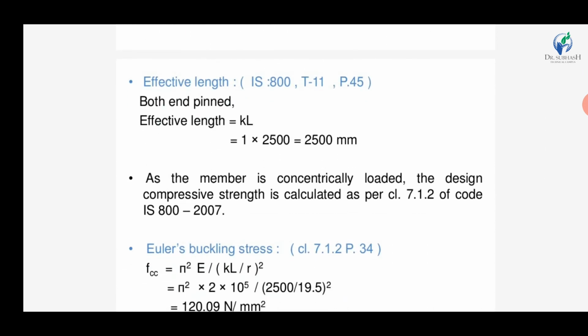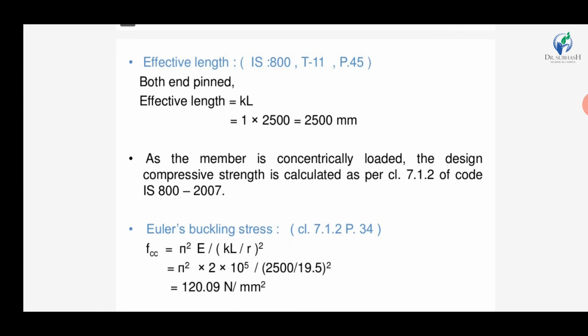Next step, we find the effective length. We can find the effective length in table number 11, page number 45 in IS 800. Here the end conditions are required. In our data both ends are hinged, or you can say pinned. So effective length KL is equal to 1 times the original length. The 2.5 meter is given, converted into mm, so we found the effective length of 2500 mm.